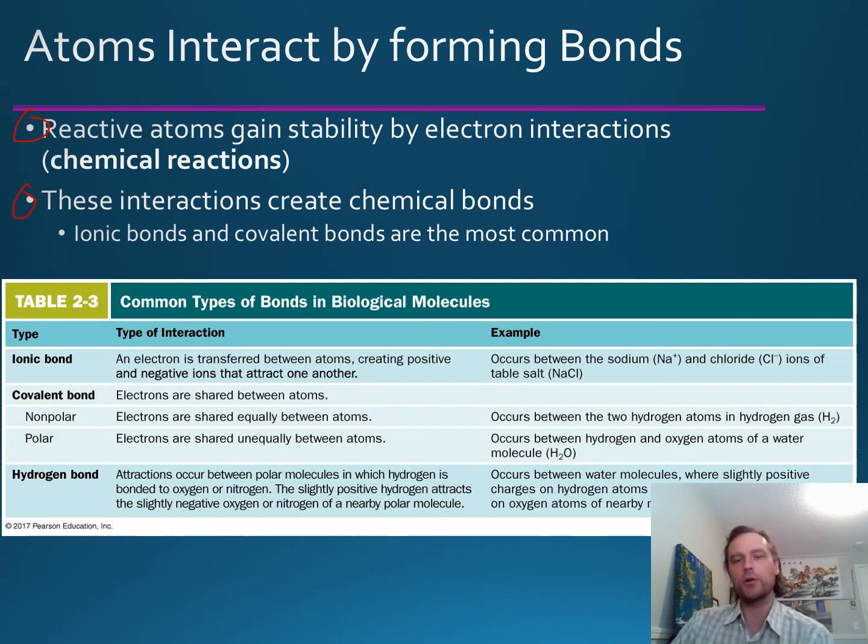These interactions create chemical bonds, and we're going to go through two types that are fairly simple, and then the last one not listed here. So this is ionic bonds, and then we're going to talk about covalent bonds. Those are fairly straightforward. The last one is hydrogen bonds. You can see in the table down here, and that'll be the last type of bond that we talk about.